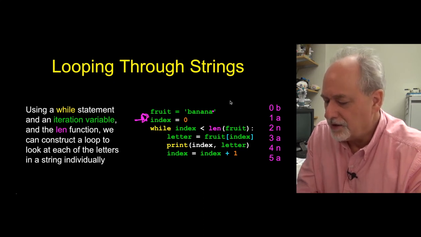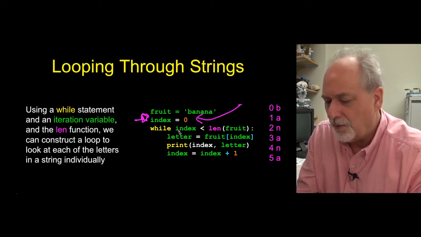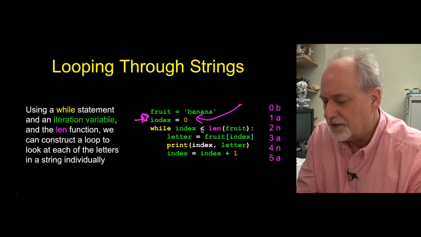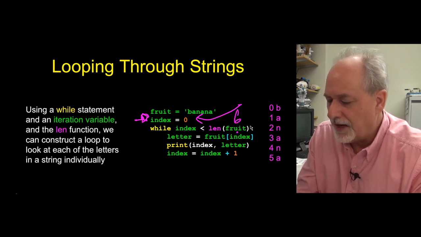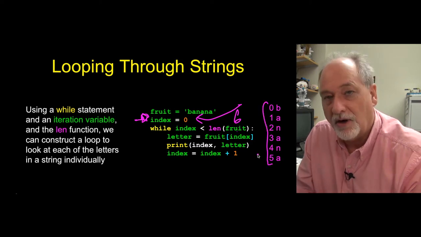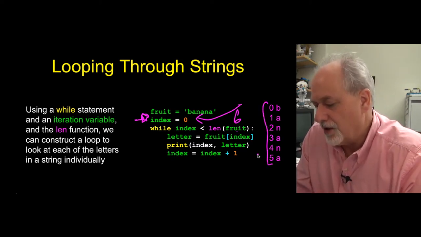And given that we know that these positions are 0 through 5, we can set this to be 0, and then write a while loop while the iteration variable is less than the length of fruit. And remember, this is 6, so it's going to be 0 through 5. 0 through 5 are the values we want to generate.